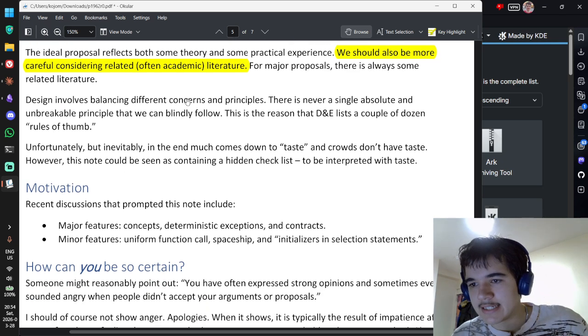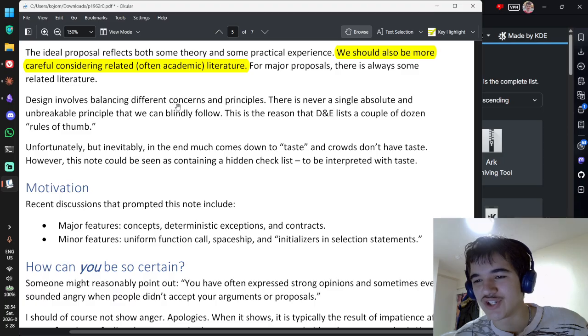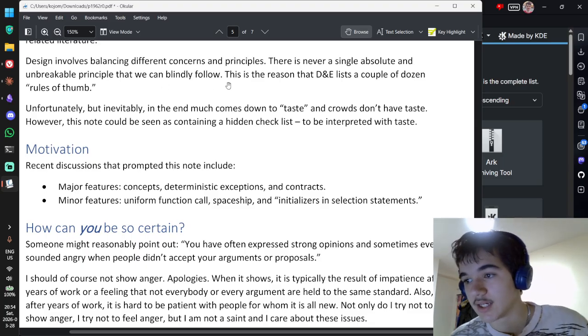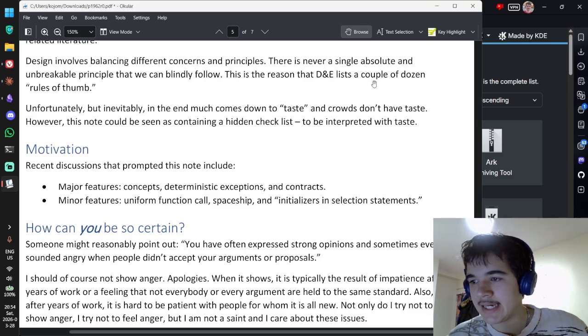Design involves balancing different concerns. What the hell? Concerns. Design involves balancing different concerns and principles. English, bro. That's what I'm saying, but English is just messed up. There's never a single absolute and unbreakable principle that we can blindly follow. You know what else is unbreakable? Diamond. This is the reason that D&E lists a couple of dozen rules of thumb.